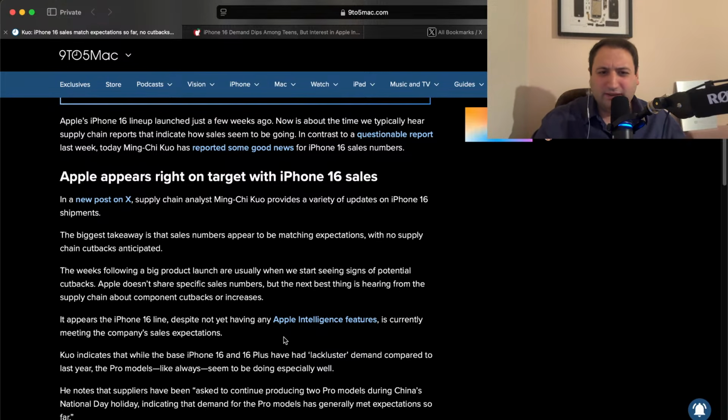Yeah, and seemingly either Apple's understanding of demand for the base iPhones is misguided, or Ming-Chi Kuo's expectations for those models were misguided. I would believe that is probably the more correct interpretation here, given that he has actually said that early sales heavily favored the 16 and 16 Plus versus the Pro models, at least in comparison to last year.